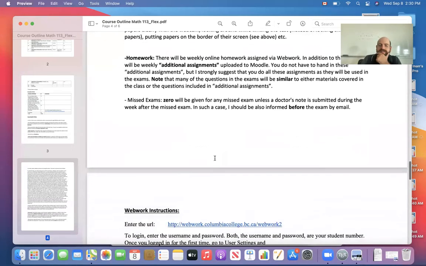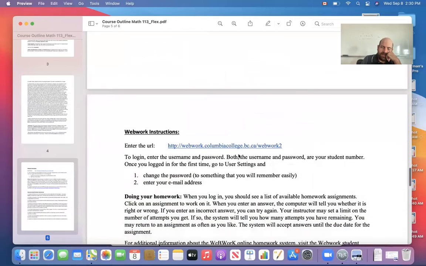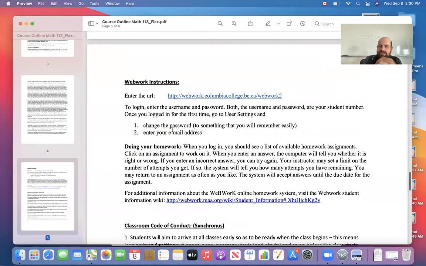And if you miss an exam, you'll get 0 for it unless you submit a doctor note within 1 week after the test. And here are the instructions about accessing web work. But please, like I said, wait until the end of this weekend so that I create the accounts for you, and then you can access the first homework.